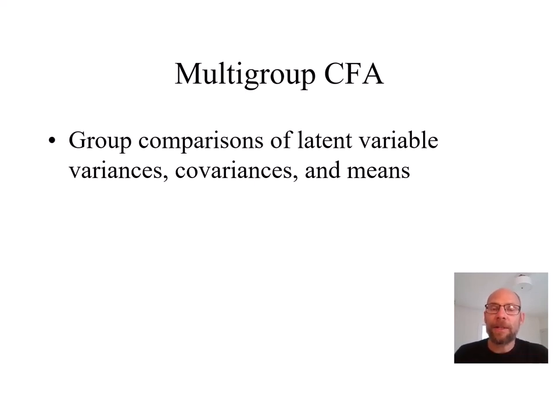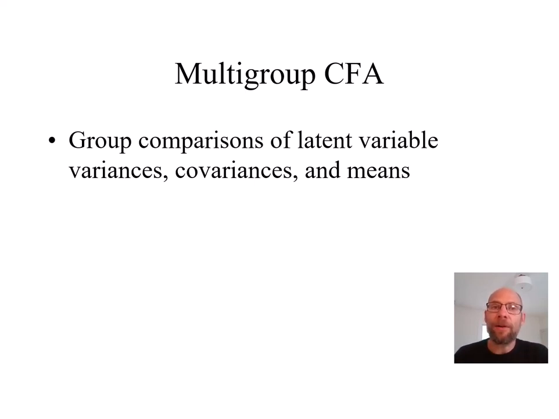And that's another reason why we like to use multi-group CFA, an additional advantage over ANOVA: we can account for measurement error and we can look at latent variances, latent covariances, and latent means instead of looking at observed variables which contain measurement error. So there are many reasons why multi-group CFA offers a more flexible analysis for the comparison of multiple groups.